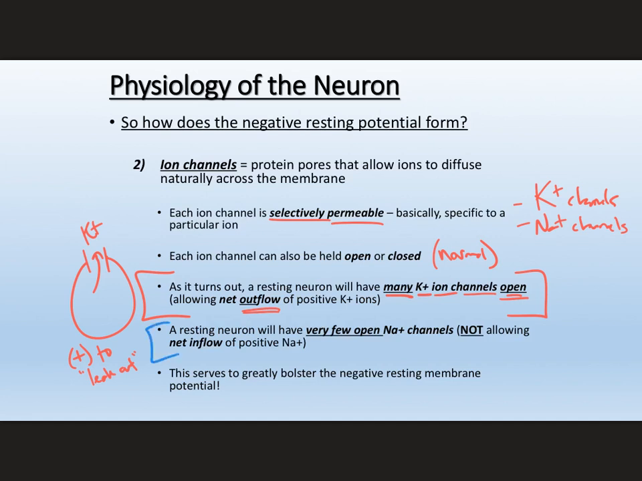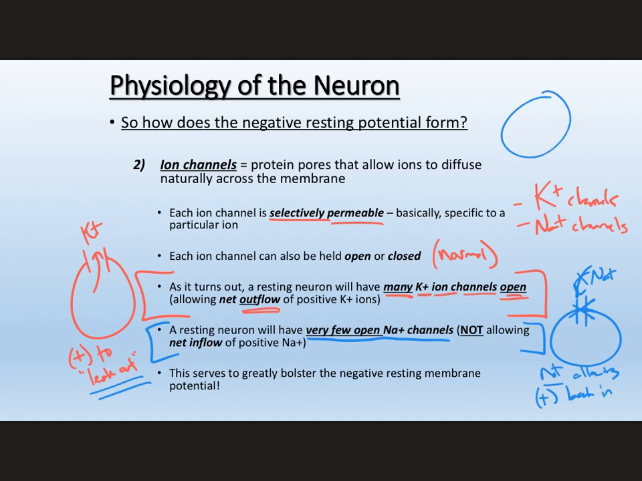Meanwhile, a resting neuron will have very few open sodium channels. So what tends to happen is we block sodium intake. This means that we are allowing positives to leak out and not allowing positives back in. And this is what tends to influence resting potential more than sodium-potassium pumps that are active and require energy and all of that. It's just a default setting for these ion channels. We allow positives to leave, but we don't allow positives to come back in as easily. And over time, what that does is it sets up a slightly negative inside and a slightly positive outside.